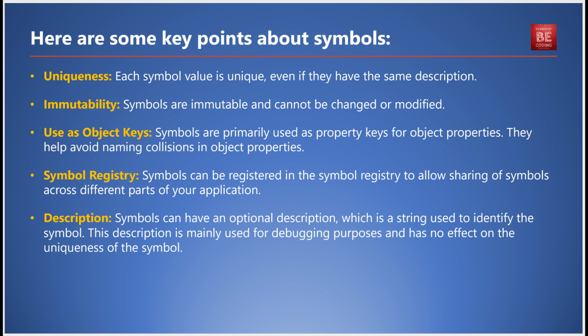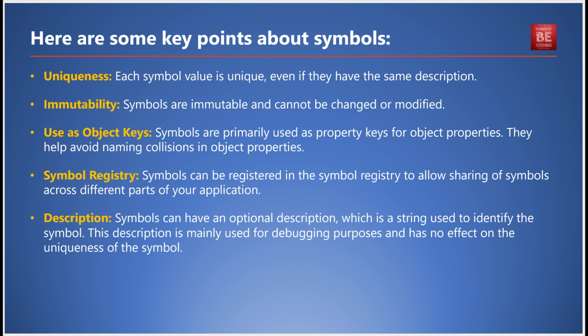Now, what makes symbols stand out? Well, each symbol value is unique. Yes, even if two symbols carry the same description, they are still distinct. This uniqueness of symbols is what makes them a perfect fit for identifying object properties. But that's not all. Symbols are also immutable, meaning they cannot be changed or modified once created. This immutability, coupled with their uniqueness, makes symbols a safe and secure way of identifying properties in an object.